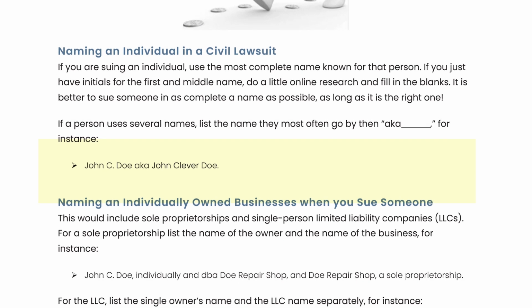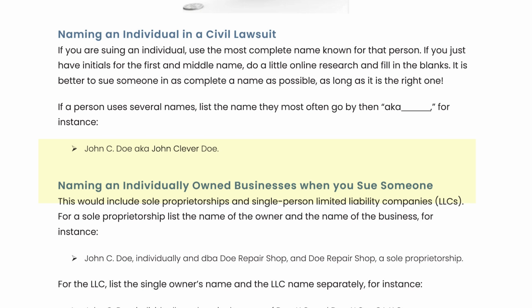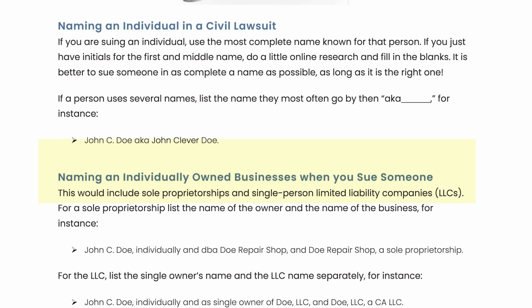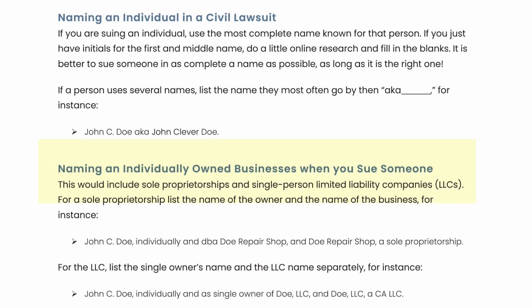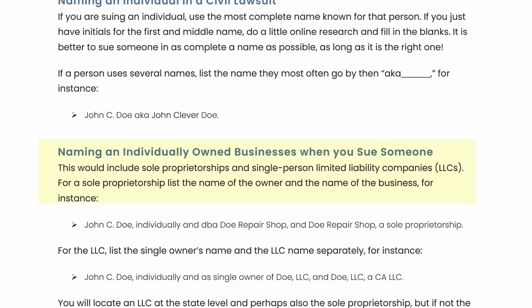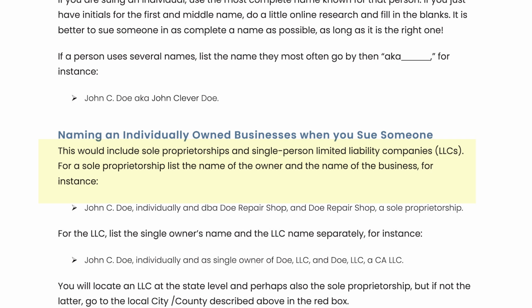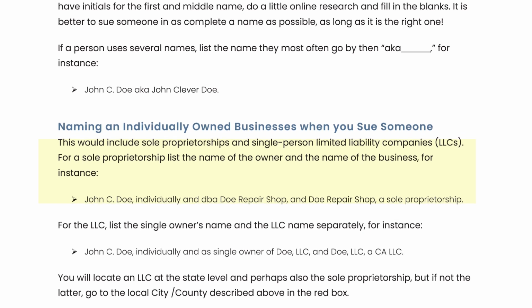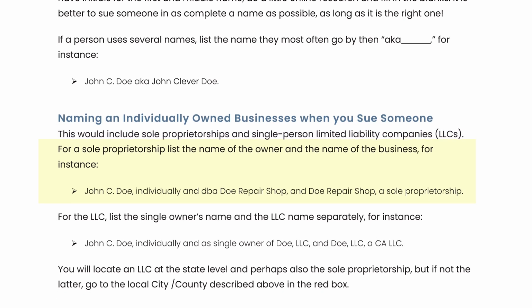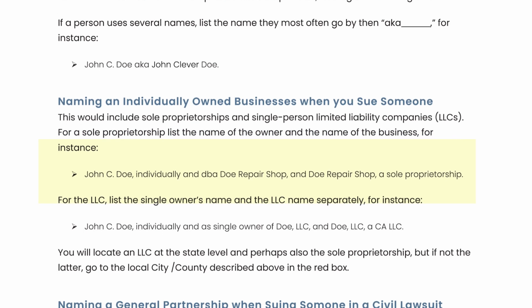Naming individually owned businesses when you sue someone. This would include sole proprietorships and single-person limited liability companies, LLCs. For a sole proprietorship, list the name of the owner and the name of the business, for instance, John C. Doe, individually, and DBA Doe Repair Shop, and Doe Repair Shop, a sole proprietorship.